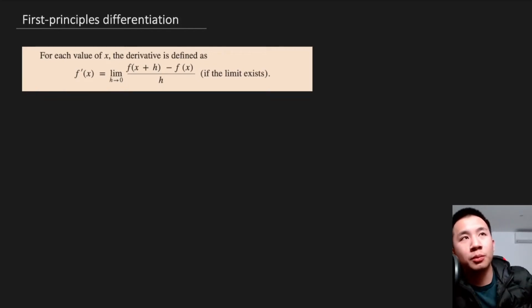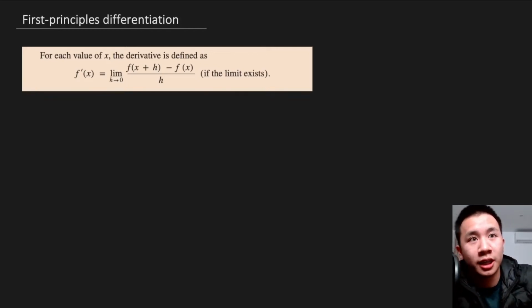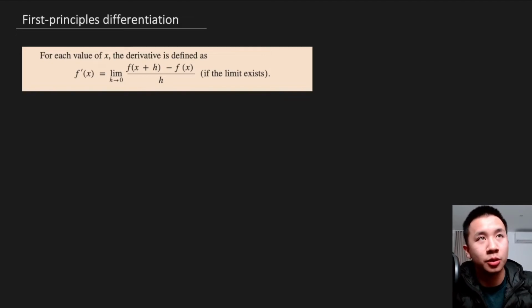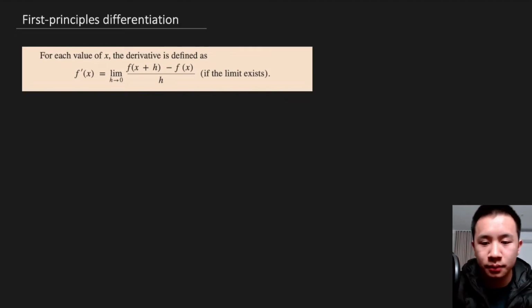All right, so this is the formula for first principles differentiation. Now I'm not going to go through the proof of how it works, but I will go through how to use it, okay? It's essentially a formula to help you differentiate, pretty much.